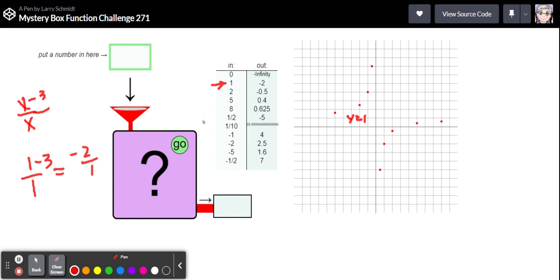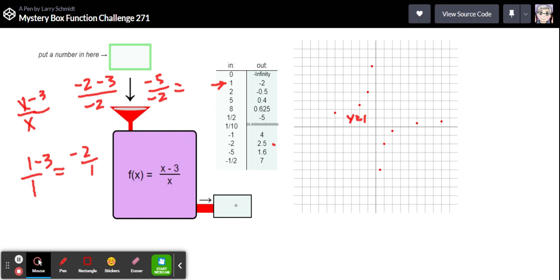What about, let's try a -2. Okay, so -2 minus 3 over -2. -2 minus 3, that's a -5 over a -2. So that's going to be a +5/2. That's 2.5. That's exactly what we get here. So I think we've discovered this one. Let's go ahead and reveal it. Yeah, x minus 3 over x, and let's graph that as well. You can see those arms of the classical rational function.